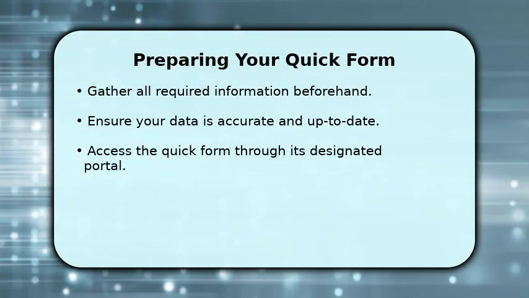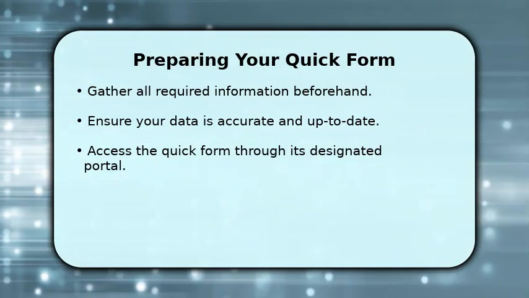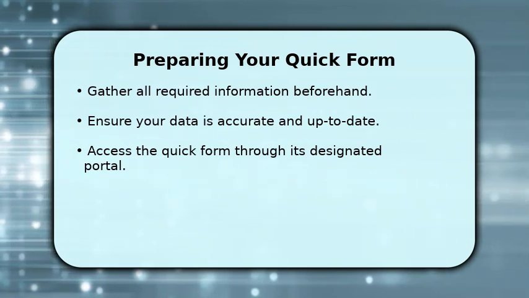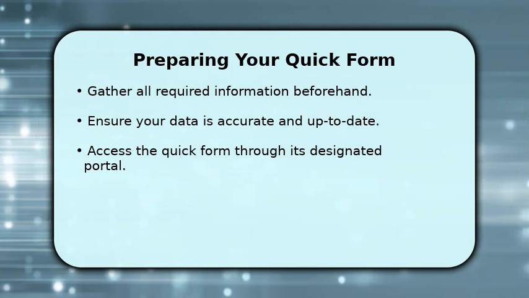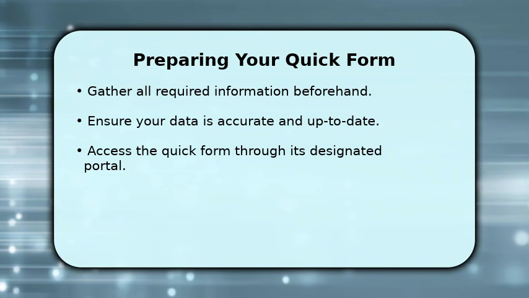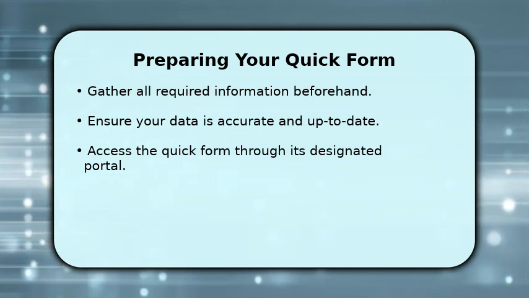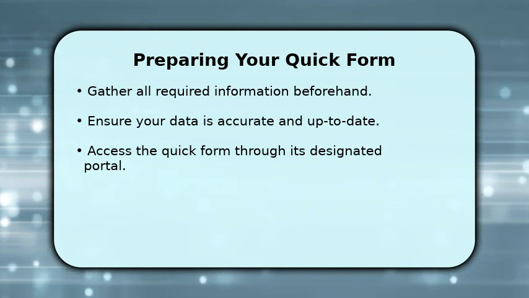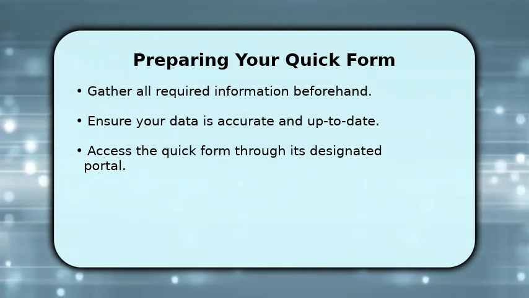Before you begin, gather all the necessary information. This includes any personal details, financial figures like a $500 payment, or specific codes you might need. Having everything ready prevents interruptions and ensures accuracy. Once prepared, navigate to the Quick Forms designated access point, whether it's a website or an application, to start the process smoothly.